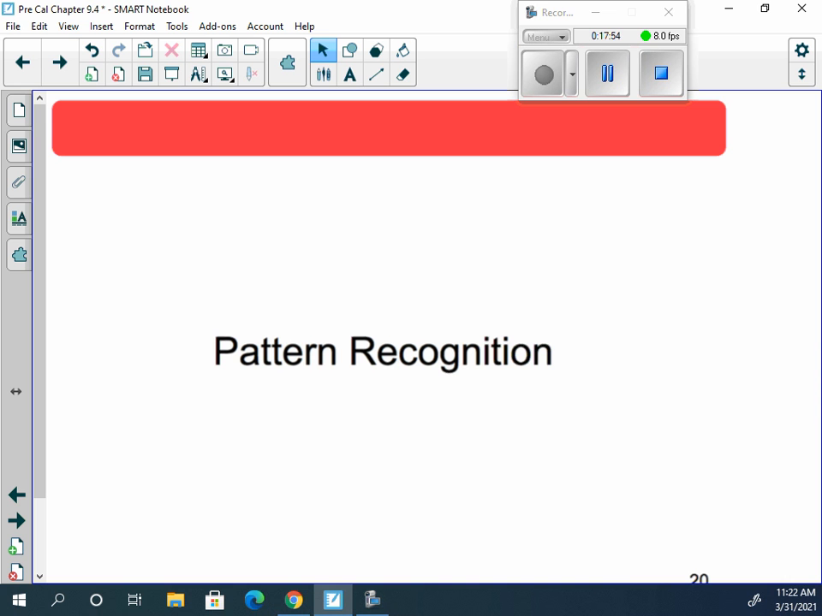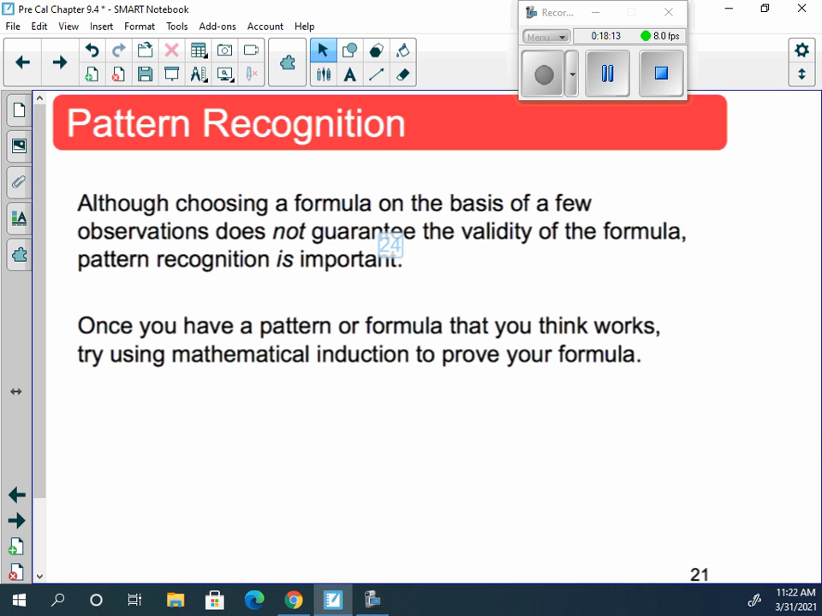Now, mathematical induction is not always a surefire way to solve it. It doesn't work every single time, because it's hard to see what the pattern is or how it fits, and you have to have the constraints and everything that works together. So it is a method for proving. It is not the surefire method. Although choosing a formula on the basis of a few observations does not guarantee the validity of the formula, pattern recognition is important. Once you have a pattern or formula that you think works, try using mathematical induction to prove it's true.